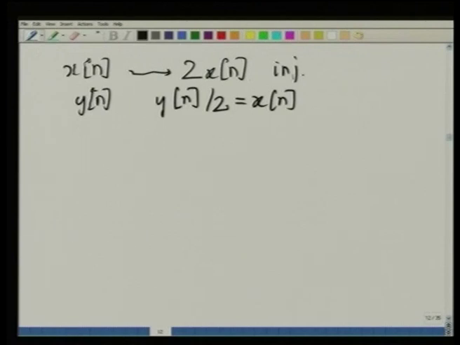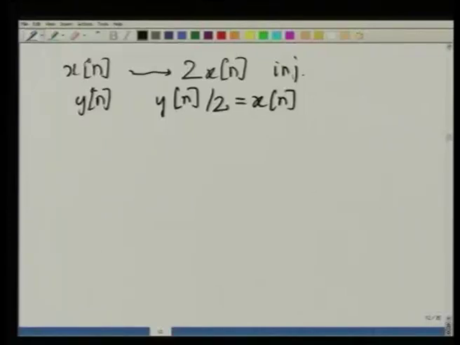Thus, for a completely arbitrary choice of y[n], I have been able to produce an input signal x[n], which would, when applied to the system defined by this expression, give y[n] as the output. So, this system is also surjective. This is an example of a system which is both injective and surjective. Now, let us take another system which is, say, injective but not surjective.